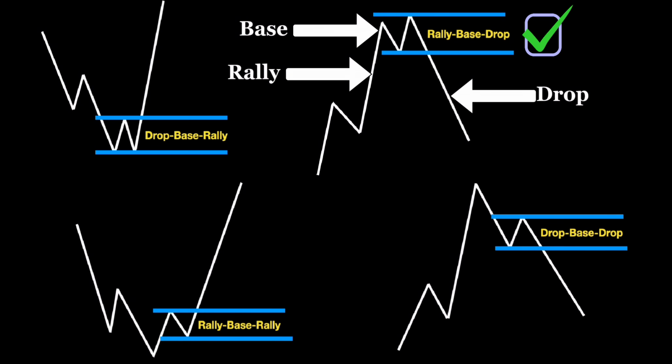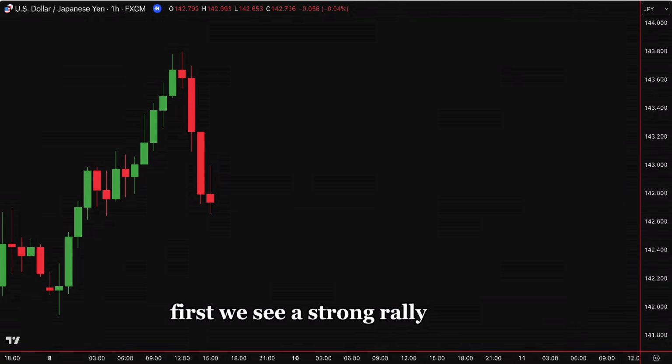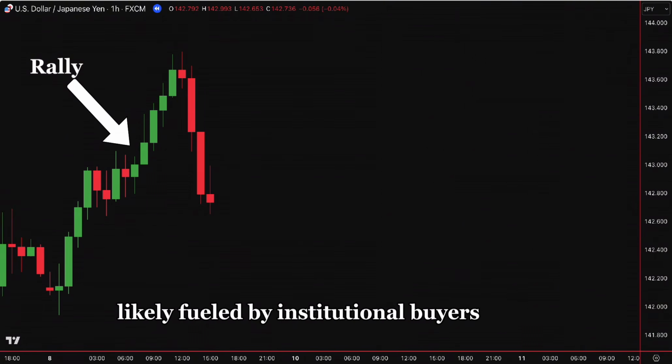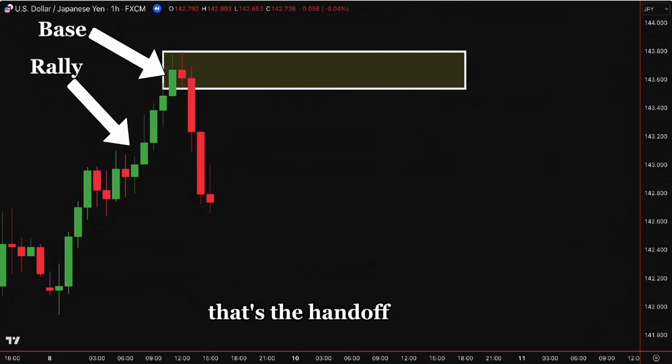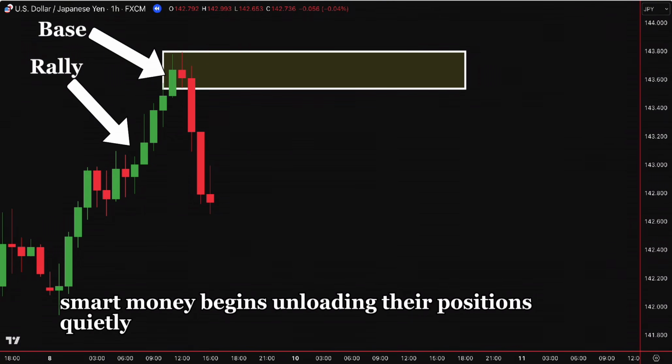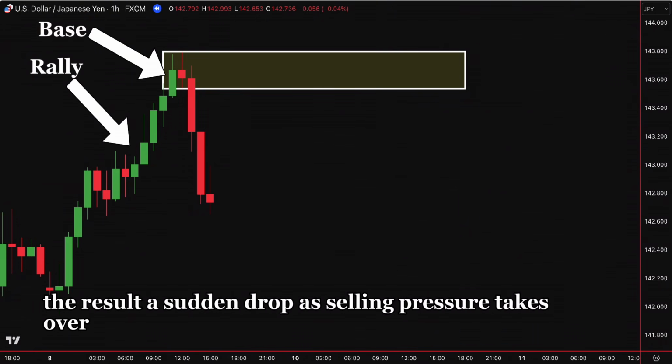Once those stops are cleared, the market drops sharply. That's the kind of move scalpers live for. Take a look at this real chart. First, we see a strong rally, likely fueled by institutional buyers, but then price stalls and forms a base. That's the handoff. Smart money begins unloading their positions quietly. The result? A sudden drop as selling pressure takes over.